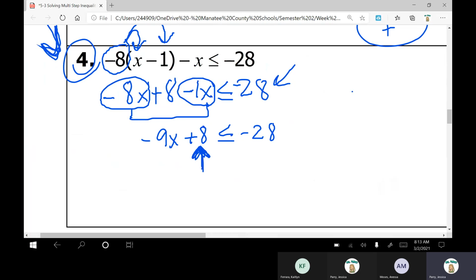So we're going to do the opposite to get rid of it. This one, we're actually going to subtract. We'll do the opposite of plus, which is minus 8 on both sides. So those cancel out. Bring down the negative 9x, the inequality sign. And then we have a negative 28 minus 8 is negative 36. They're the same sign, so add those numbers together and keep the sign.